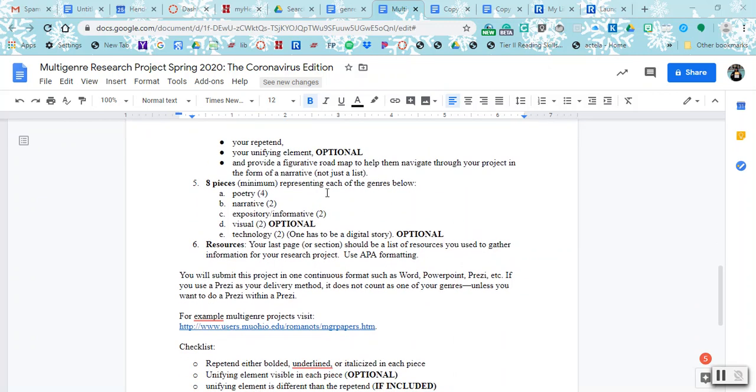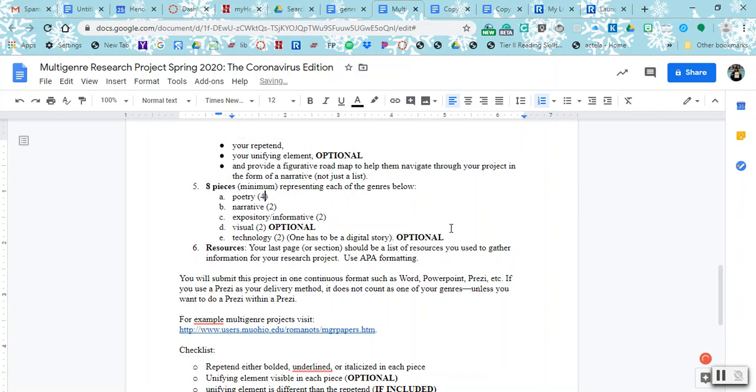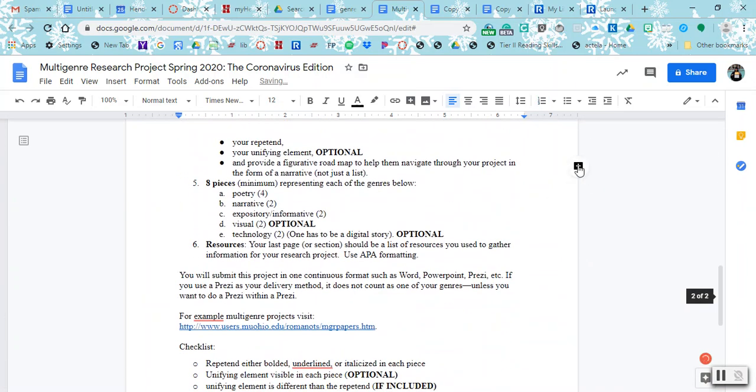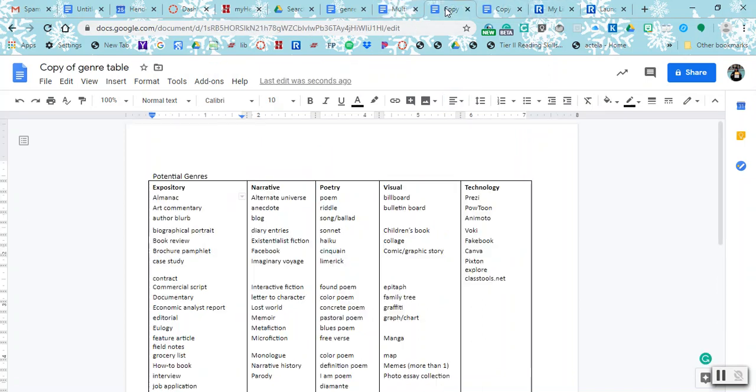You're going to have 8 pieces minimum. You're going to have, whoops, let's make that poetry 3. You have 3 poems, 2 narratives. No, it's right. It's 4. We're going to do 4 poems. So you're going to have 4 poems, 2 narratives, 2 expositories. In a perfect world, let's go back to this, we would do some visual genres and some technology genres. Again, I know some of you don't have access to do these things.